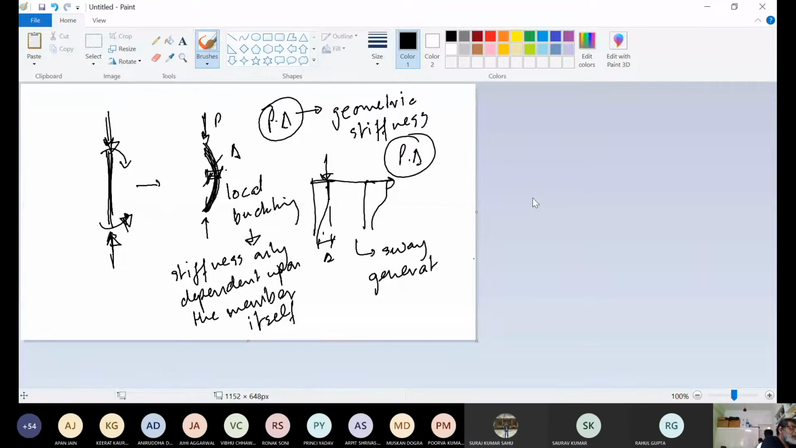So there is a local buckling which happens because of the sway of the member itself, and a global buckling which is happening because of the sway of the structure. Is this making sense?